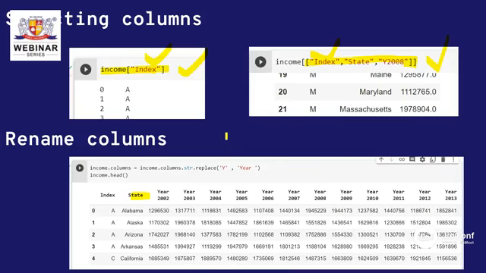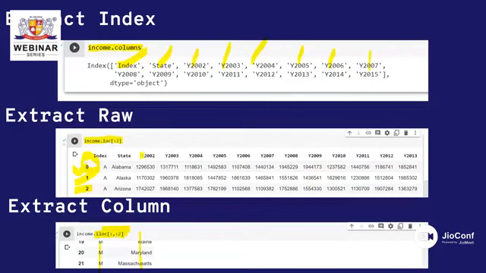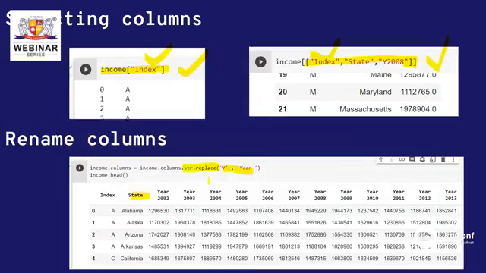Now if we have to change any column name, then we can use the str.replace, string replace command: str.replace Y to year. For each and every column we have names like Y2002, Y2003, Y2004, and we have changed them here to year2002, year2003. So we have replaced Y with year. That is done with the str.replace command.